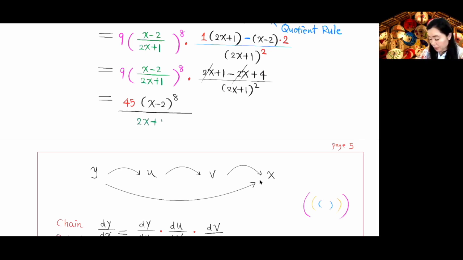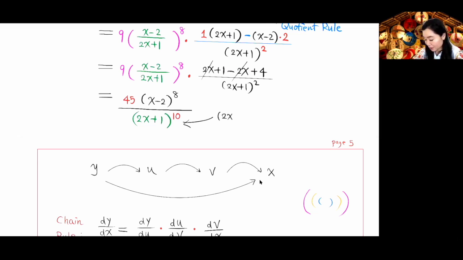2x plus 1 to the what power? Now this is 2x plus 1 to the 8th power. Now multiply with this 2x plus 1 to the second power. So 8 plus 2 will make 10. So to the 10th power over here. This is 2x plus 1 to this 8th power times this 2x plus 1 to the second power. So you add this one and this one. So that's how you got this 10th power. Okay. So that was using the chain rule together with the quotient rule.